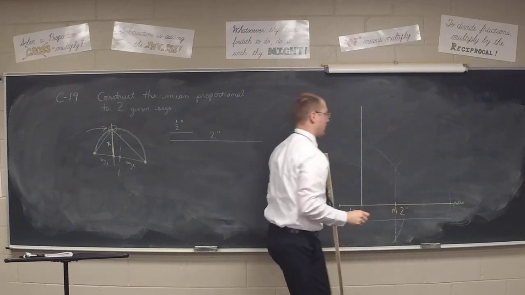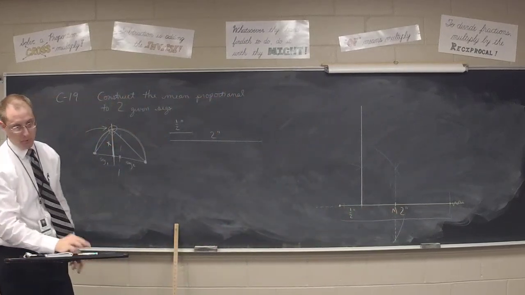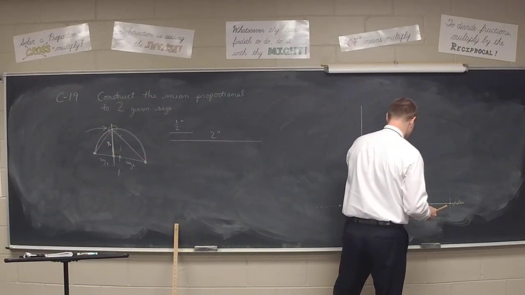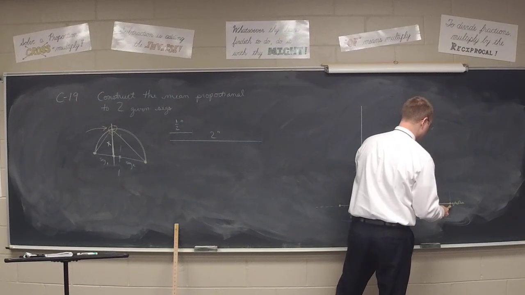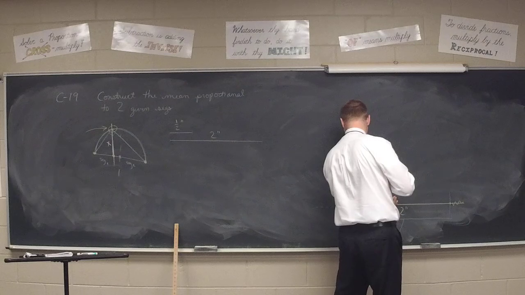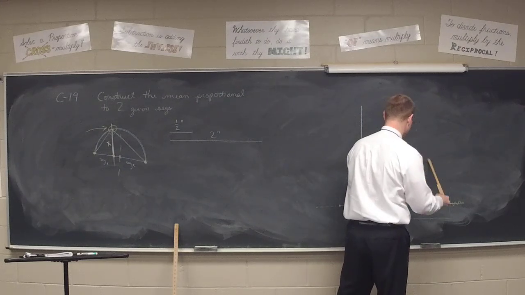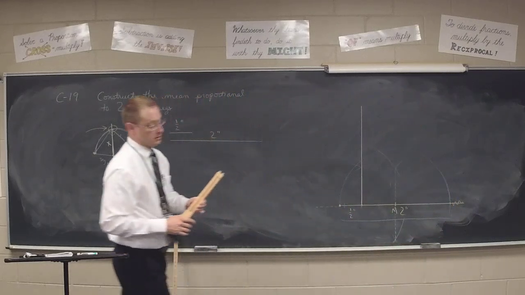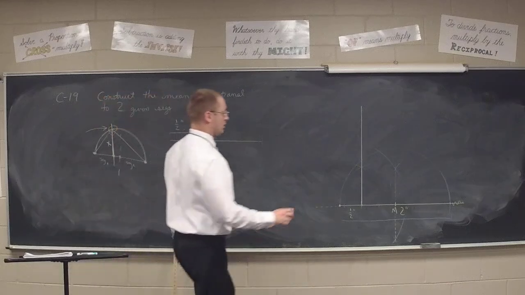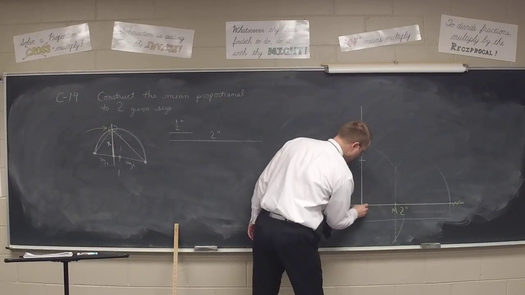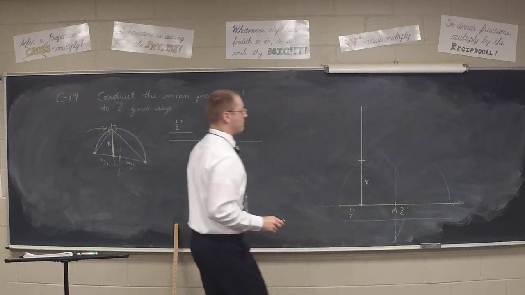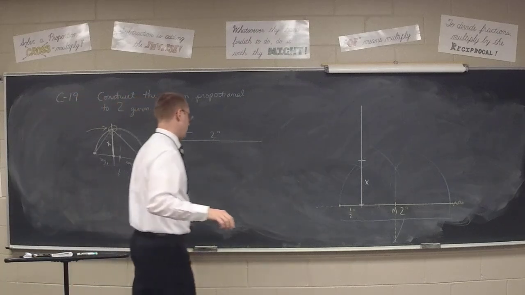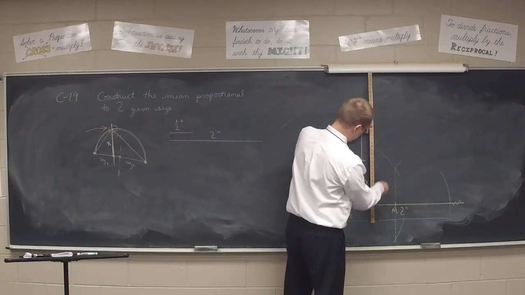All right, there's my midpoint. And the reason I needed the midpoint was for the semicircle. There's your mean proportional. Once you're done, check it. It should be exactly 1 inch.